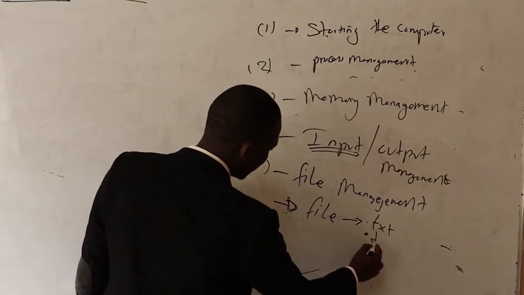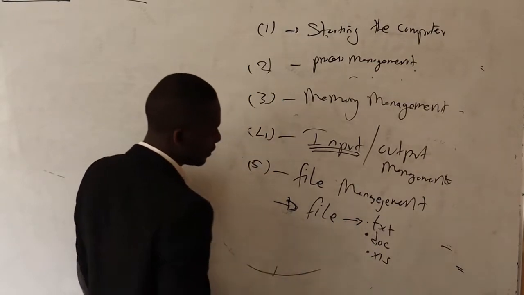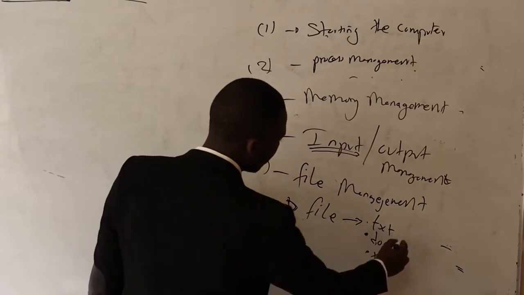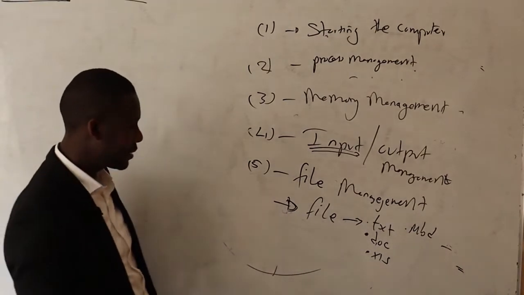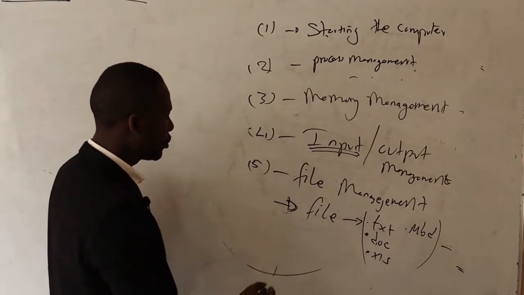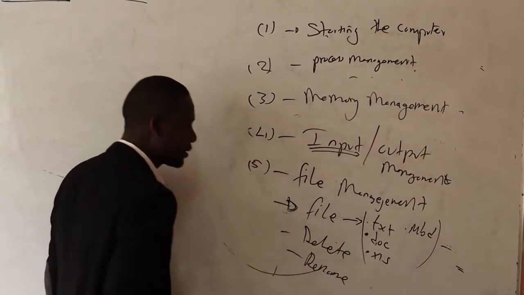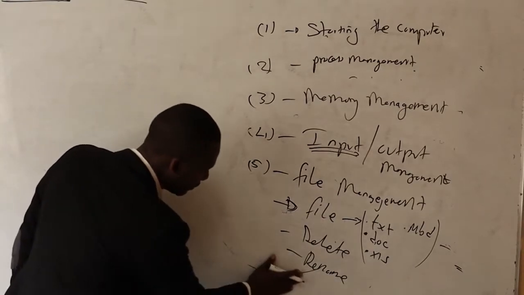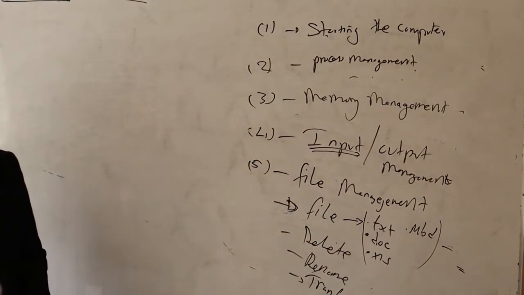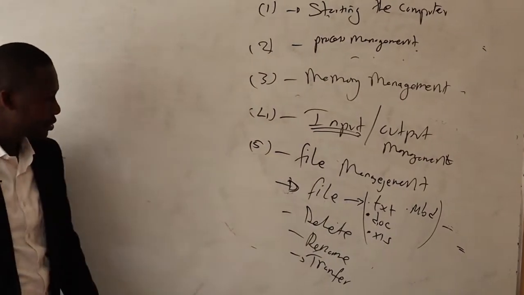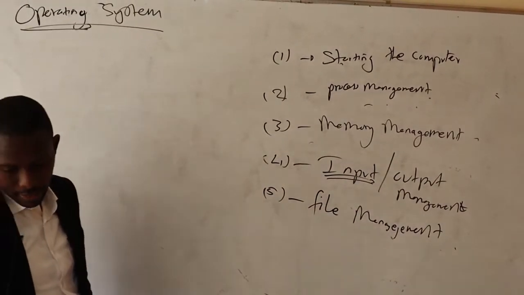It may be DOC files, that is document files, or it may be spreadsheet files, XLS files, or database files, all these types of files. The operating system classifies these files by their extensions. So it allows you to create, to delete files, to rename files, and sometimes even transfer files, that is copy and transfer files from one location to another. So it is the work of the operating system to manage these files, to make sure that files are organized in the right manner. So that is file management.